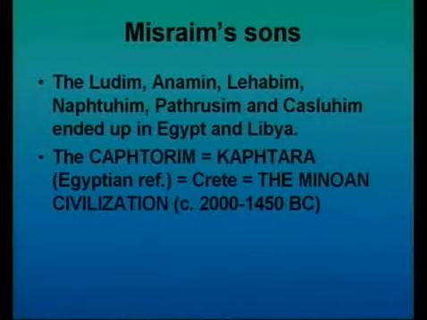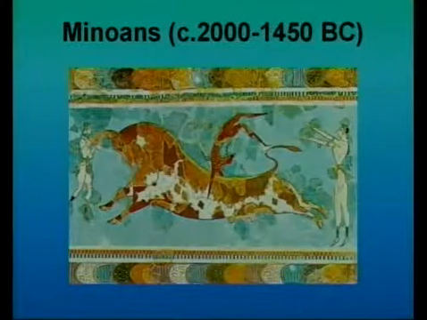Some of the descendants are mentioned in Genesis. But we found from Egyptian records a mention of Kaphtara, which has been identified as Crete. And it seems that this was actually the Minoan civilization, the descendants of the Caphtorim, which started about 2000 BC. And then they were overthrown by natural disasters. I remember studying the Minoans at university, fascinating.